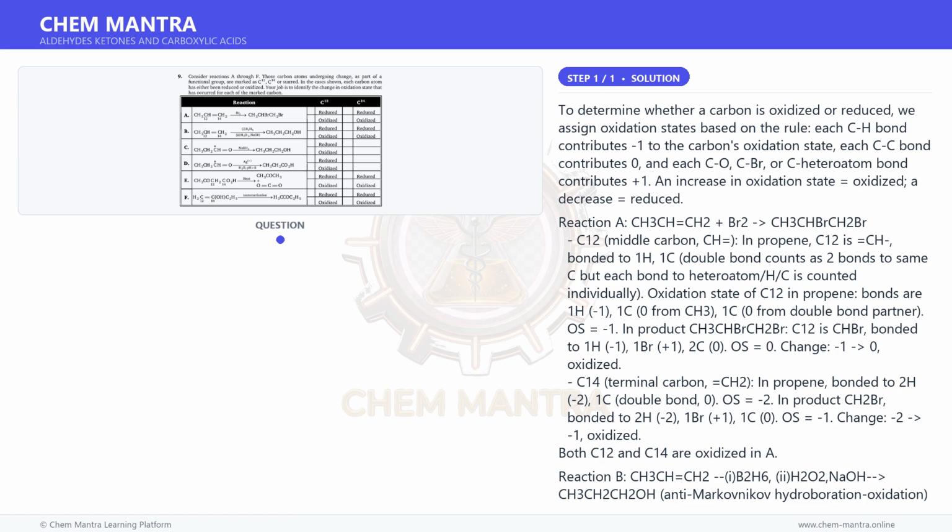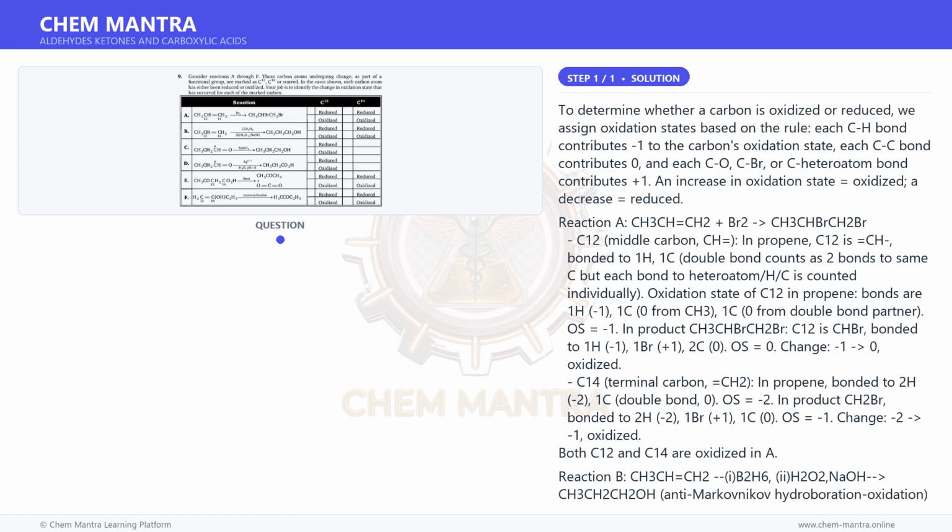Reaction B: CH3CH=CH2, then B2H6, H2O2, giving CH3CH2CH2OH. Anti-Markovnikov hydroboration oxidation. C12, the middle carbon, CH= in propene, OS is equal to -1, as above. In product CH3CH2, C12 is now CH2 bonded to 2H, -2, and C, 0. OS is equal to -2.